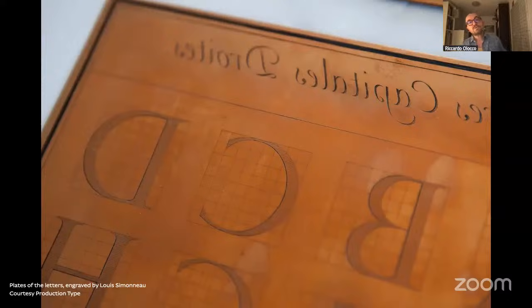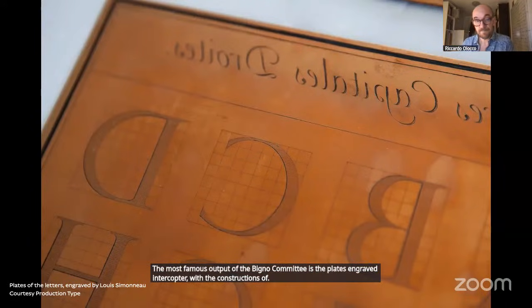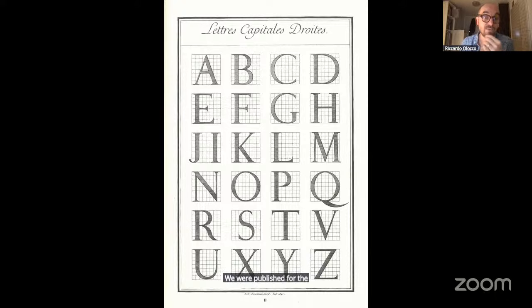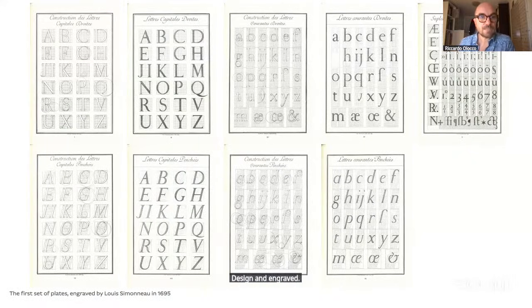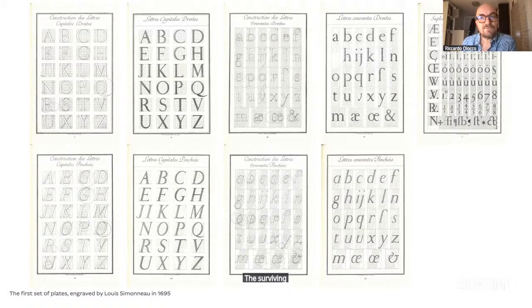The most famous output of the Bignot Committee is the plates engraved into copper with the constructions of letters. They were published for the first time in their entirety by Jean in 1961, so almost 300 years after they were designed and engraved. The surviving plates, and we presume that other plates were lost over the centuries, were designed at three different times.